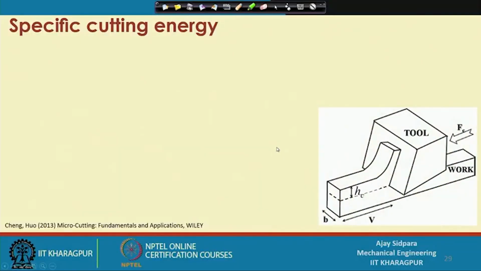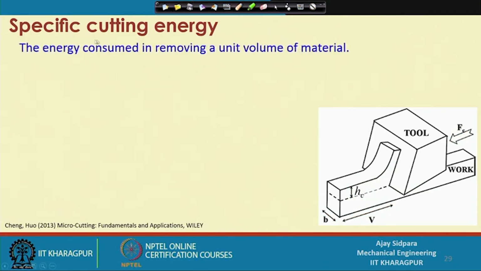Right. Here we have a single point cutting tool, and this cutting tool is moving from right to left. This is the uncut chip thickness, this is the cutting velocity, this is the width of the chip, and this is the force Fc which is required to penetrate the tool into the workpiece material. So, how can you define the specific cutting energy? It is the energy consumed in removing a unit volume of material.